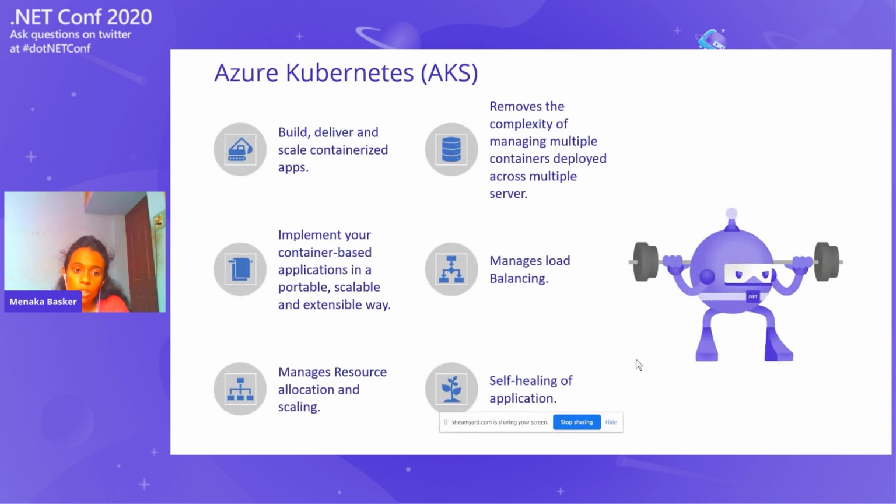As we all know, Azure Kubernetes Service is used to build, deliver, and scale your containerized application. It has load balancing, and it can self-heal based on the issues. It can monitor the issue where and when it comes, and it has a separate monitoring system for Azure Kubernetes, along with resource and auto scaling allocation, and it removes the complexity of managing multiple containers deployed across multiple servers. This is one of the key features of Azure Kubernetes Service.